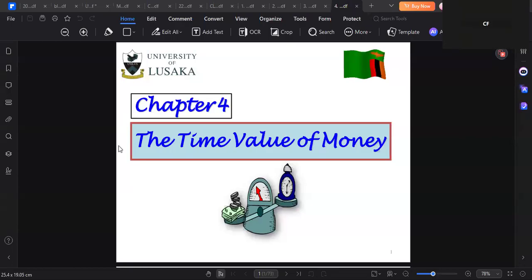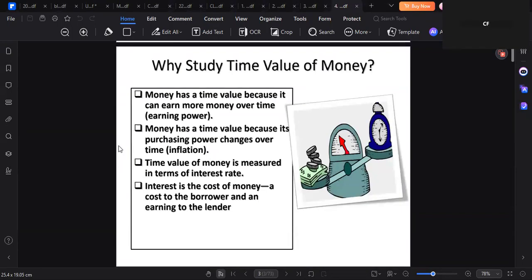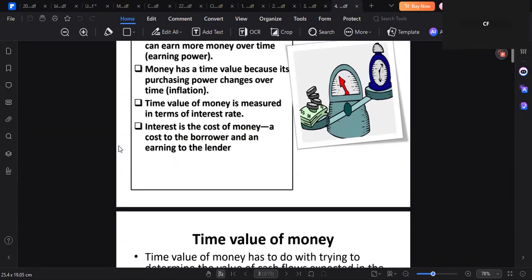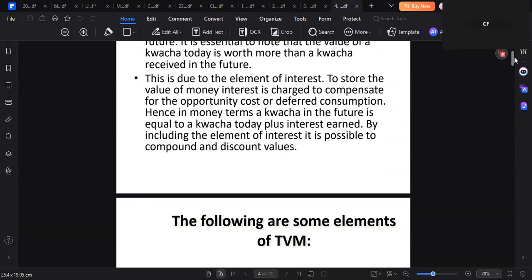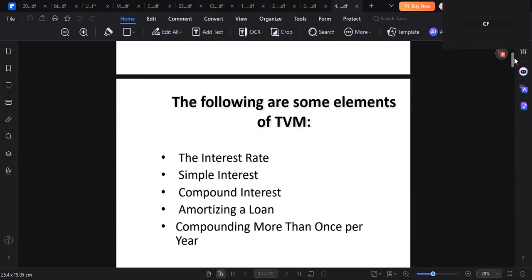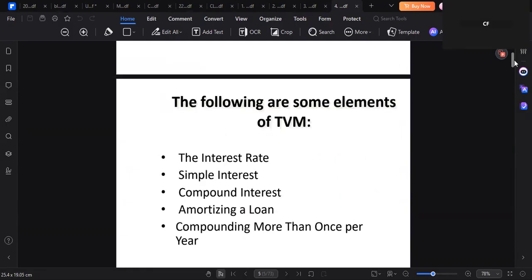Unit 4, time value of money. By the time we are done with this course, we should be able to understand that time is money, and for that, it must be treated with the value it deserves. So time will earn or accrue interest depending on the elements involved.